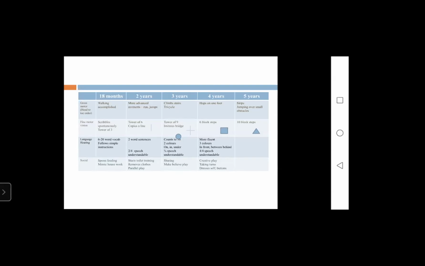Now, at 3 years, they can count to 10. Count to 10 by rote, that means 1, 2, 3, 4, 5, 6, 7, 8, 9, 10. Not that they actually know that if you give them 3 blocks, that's 3. It's basically by memory.